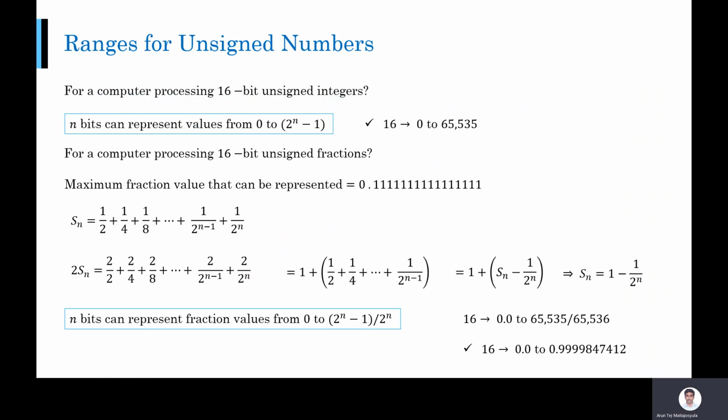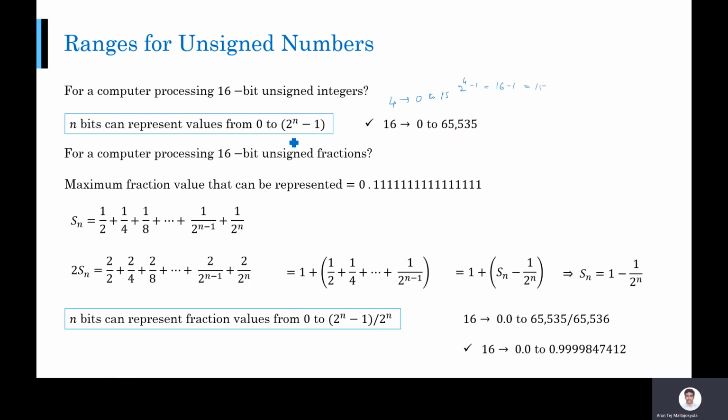This is a slide that we have seen in the last class, where we said that n bits can represent values from 0 to 2 to the power of n minus 1. So for 16 bits, it will be from 0 to 65,535. For 4 bits, it will be from 0 to 2 to the power of 4 minus 1, which is 15. This is for unsigned numbers.